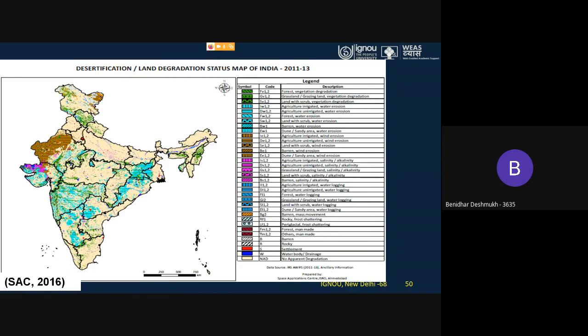And I forgot to mention that the maps which were shown in the previous slide, those outputs are available now in the Bhuvan website, Bhuvan portal. Under the Bihar state, you can see the soil erosion, water erosion, and the salt affected areas. Those different kinds of maps are available. Those maps are prepared by us.